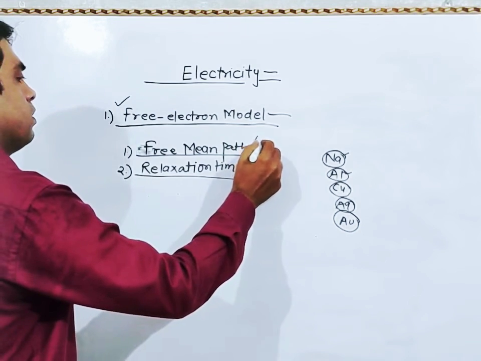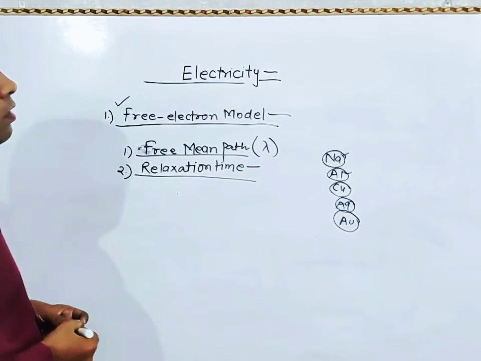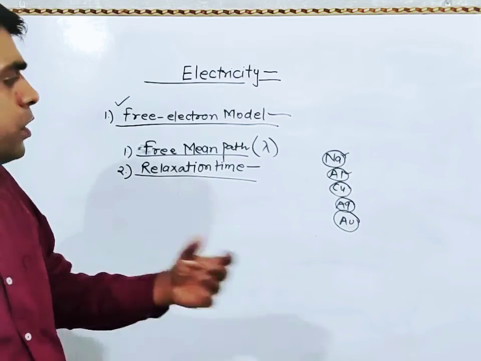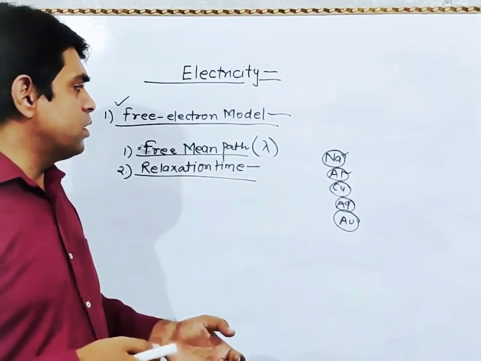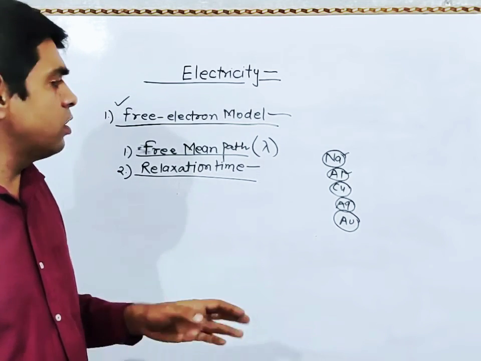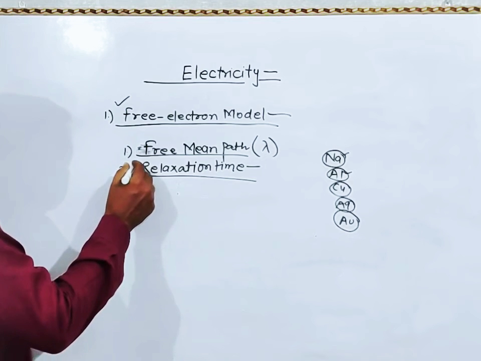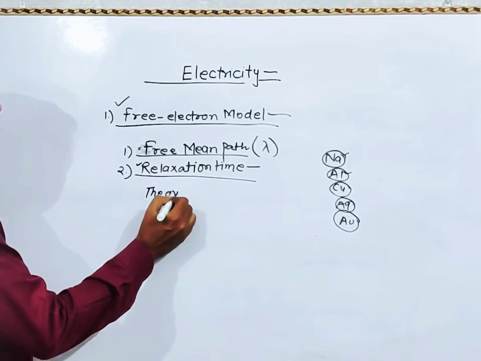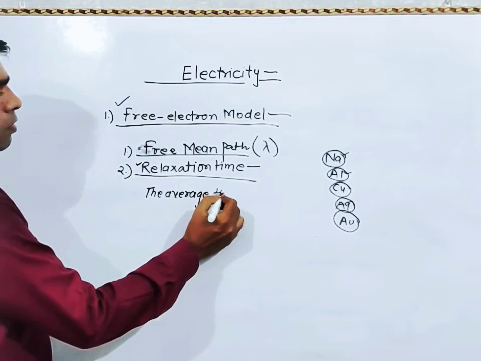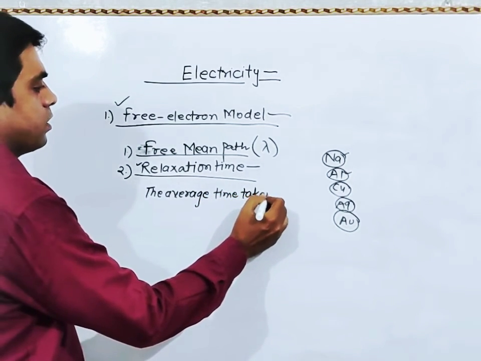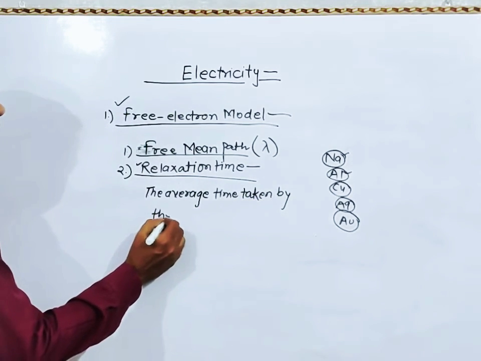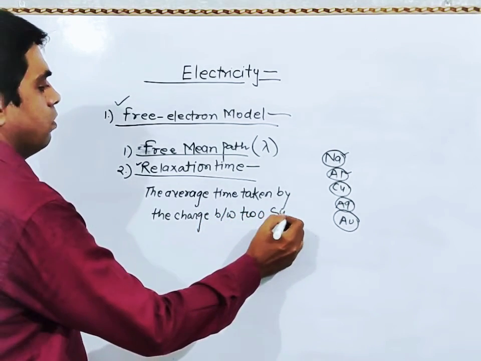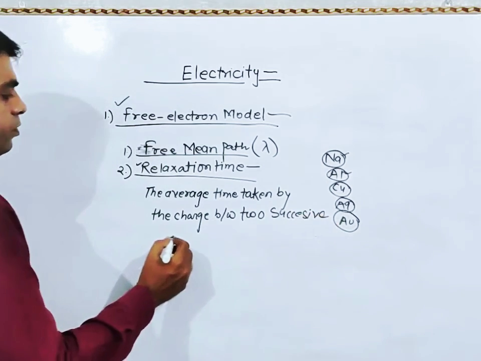Now what is the free mean path, इसको लैम्डा शो कर सकते हैं। Free mean path, so the path that is the length, the length traveled by the free electron before going to collision, टक्कर के होने के पहले जो वो जितनी लेंथ फ्री होकर चलता है, that is called free mean path. And relaxation time क्या होता है, it is defined as the average time taken by the charge between two successive collisions.